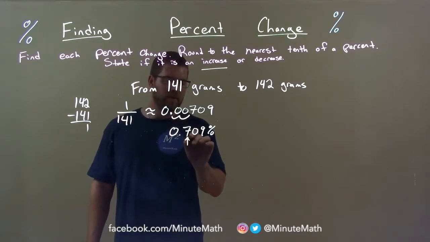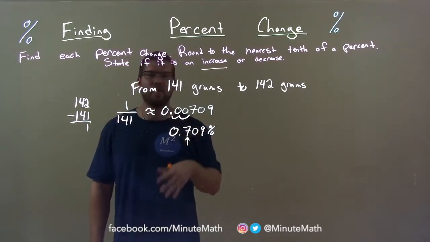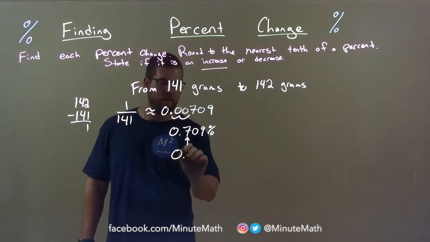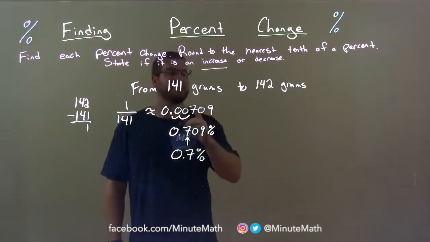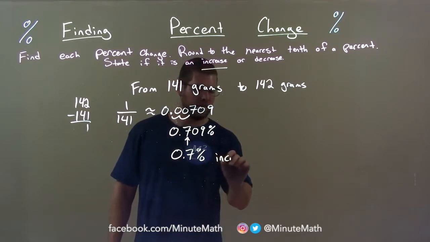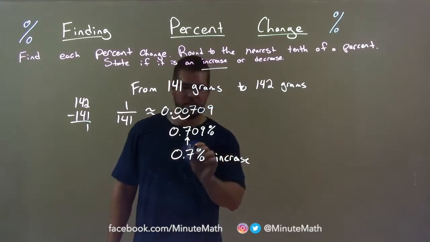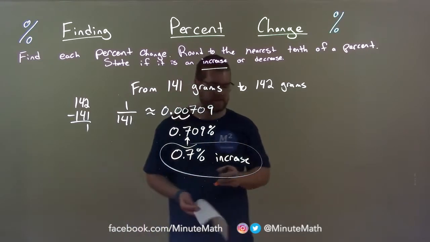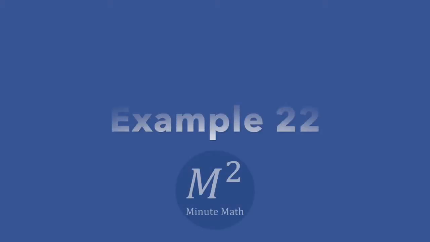Well, take the 7, we look to the right, we got a 0. 0 causes a 7 to stay where it is. 0.7%. We already said this was an increase, though slightly, which makes sense here. Increase. And there we have it, our final answer, 0.7% increase.